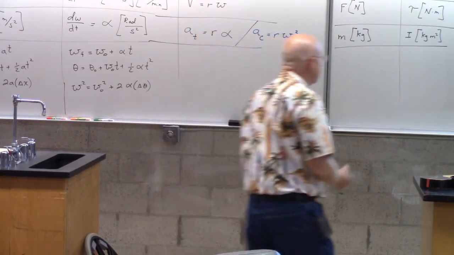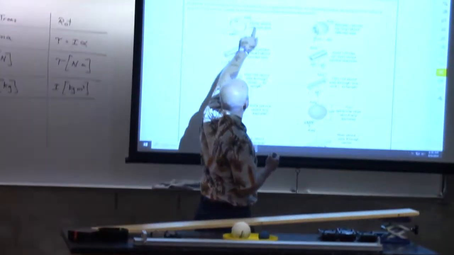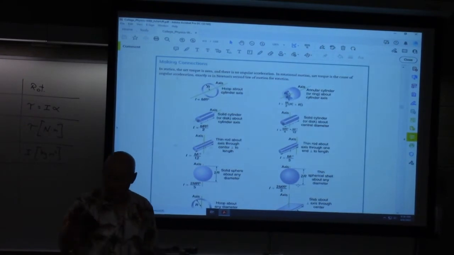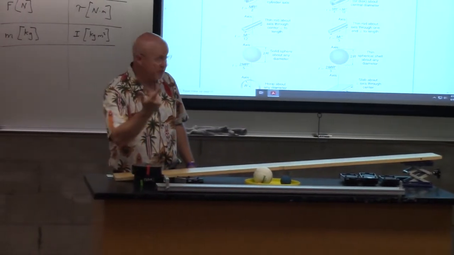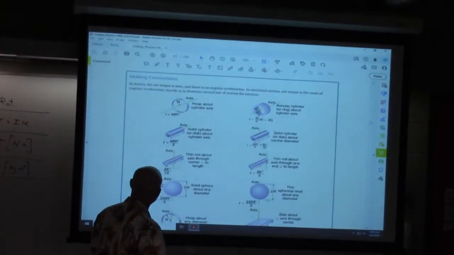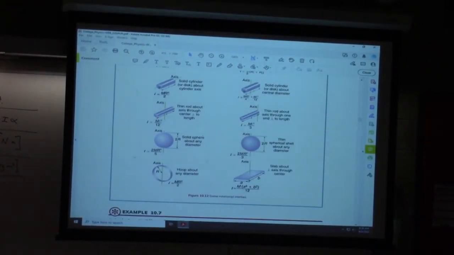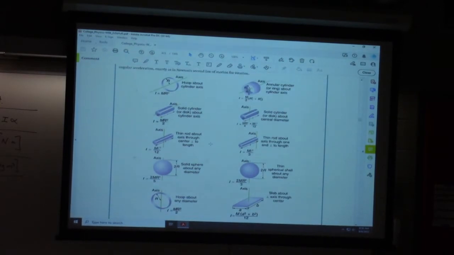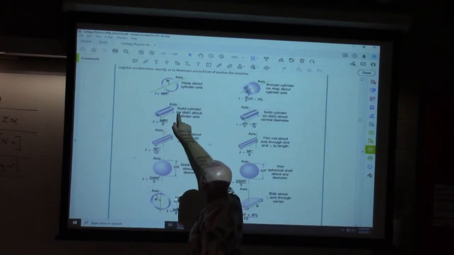Of course, your author does a good job of looking at other ones. Here's the one I just mentioned. Here is the hoop or the ring, and that's what I said, right? mr squared. And so if I wanted to know the inertia of this one, it's just mr squared. But the disk should be the 1/2. Where is the disk? Maybe it's further down here. It's actually right here. He shows a cylinder.